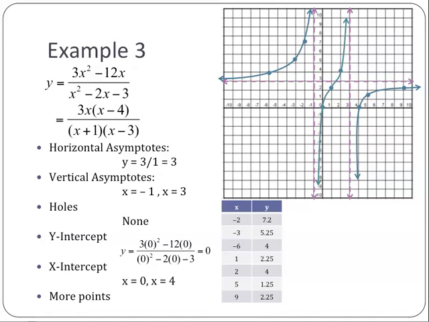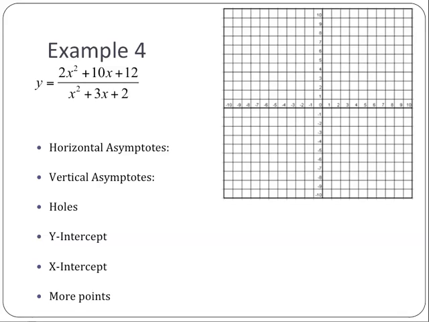All right, we have one last example. 2x squared plus 10x plus 12 all over x squared plus 3x plus 2. Let's factor. So it looks like in the numerator we can factor out a 2 first, and then factor that into (x plus 2)(x plus 3), and on the bottom that factors to (x plus 1)(x plus 2).